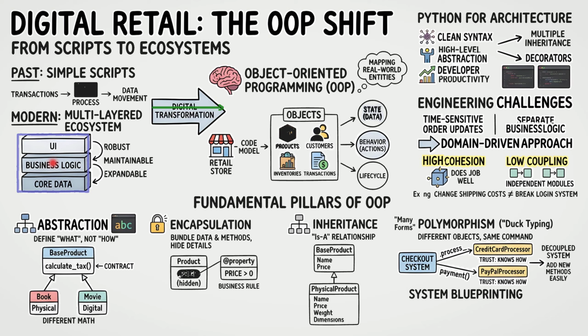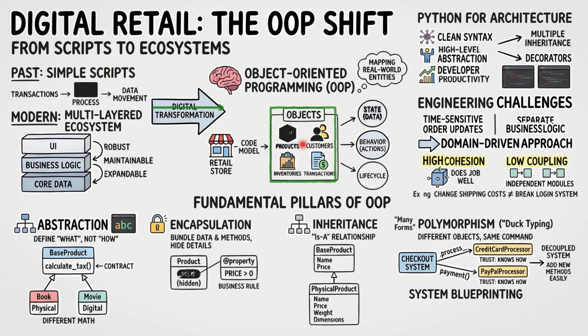To build these modern systems, we rely heavily on object-oriented programming, or OOP. The core intuition behind OOP is brilliant. It allows us to map real-world entities directly into our code. Instead of just treating software as a pipeline for data, we look at our physical retail store and build a code model made of objects. We treat things like products, customers, inventories, and transactions as individual objects.